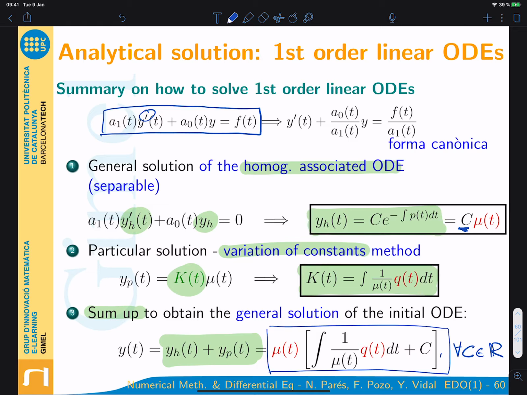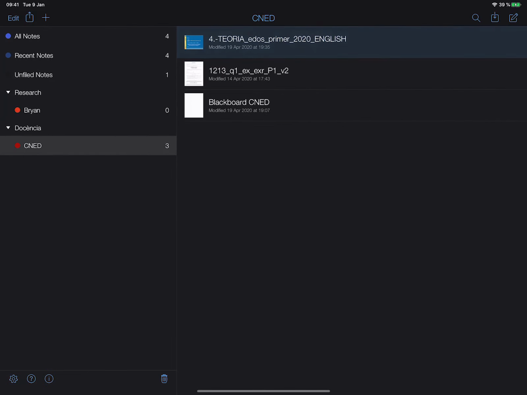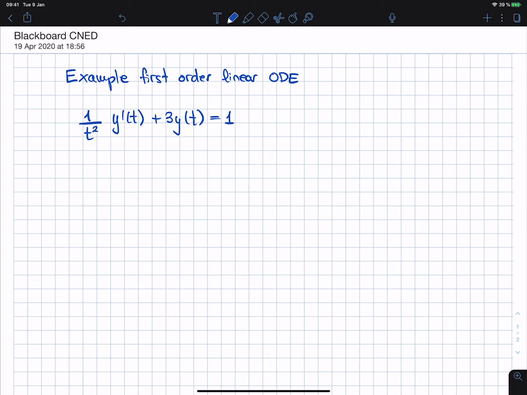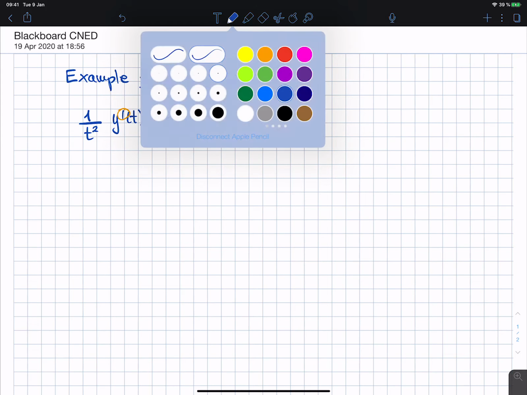Now, let's see if we understood all the steps by trying to solve a particular ODE. Now let's do an example. First order linear ODE. We will solve, for example, this equation, 1 over t squared y prime t plus 3 times yt equals 1. First thing we need to do is to check if this is a first order ODE. Is it first order? Yes, it is first order because the highest derivative that appears here is y prime.